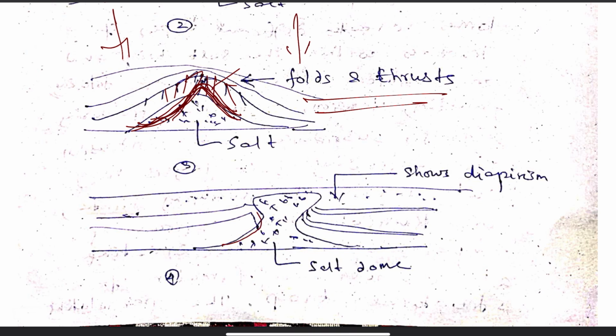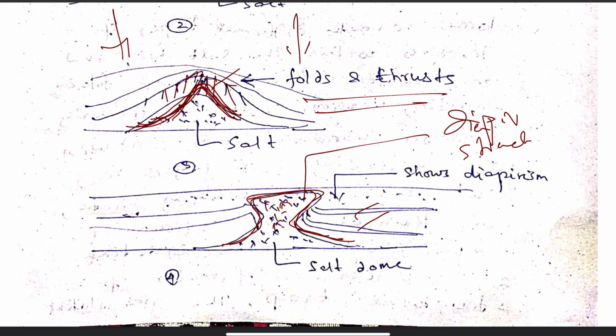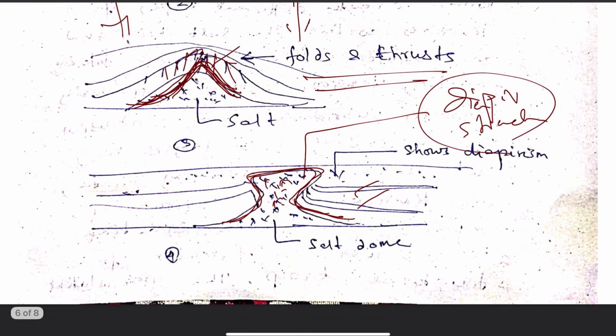And a condition may arise when the salt bodies may cut across the overlying rocks. It has cut across the sedimentary formations. So here it forms the diapir structure. So the salt dome here has been converted into a diapir.